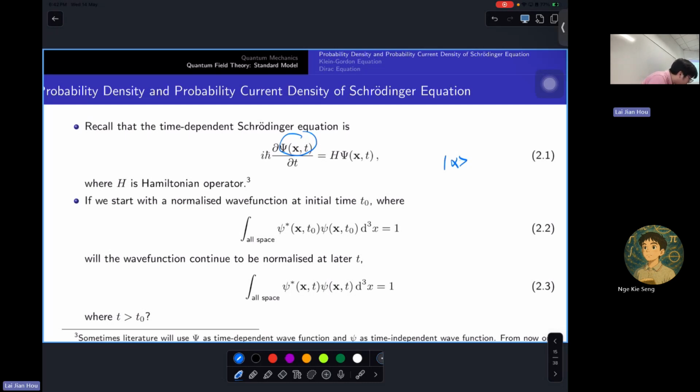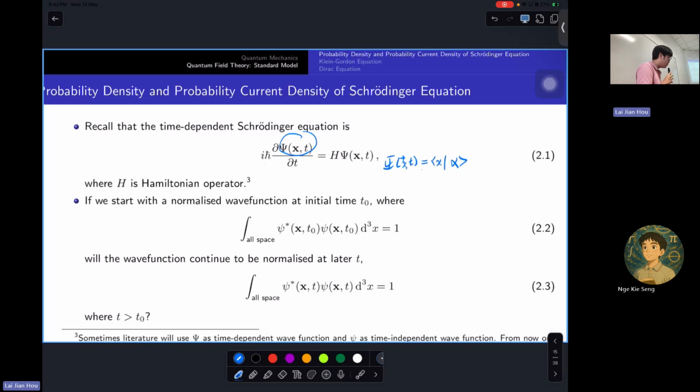The wave function is what you get when taking the inner product between the position eigenket and the physical state. This is x. This will be our wave function.